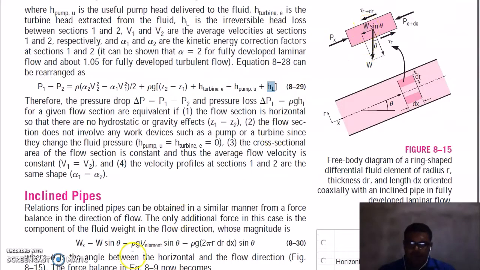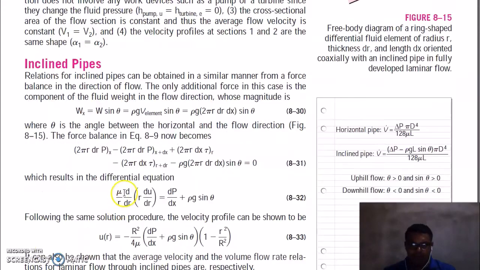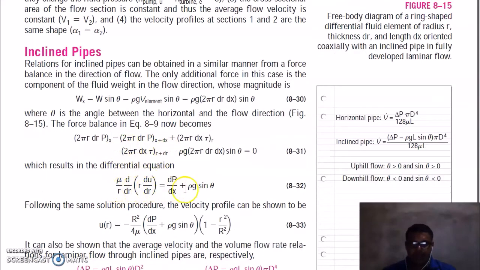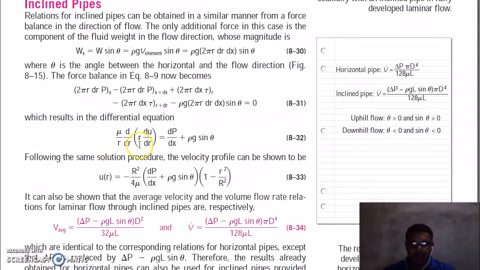We know W is equal to density times gravity times the volume of the element. We know the volume of the element of this ring is 2 pi r dr times dx. Again, solving this equation you will get this equation, and when integrated you will get this equation.